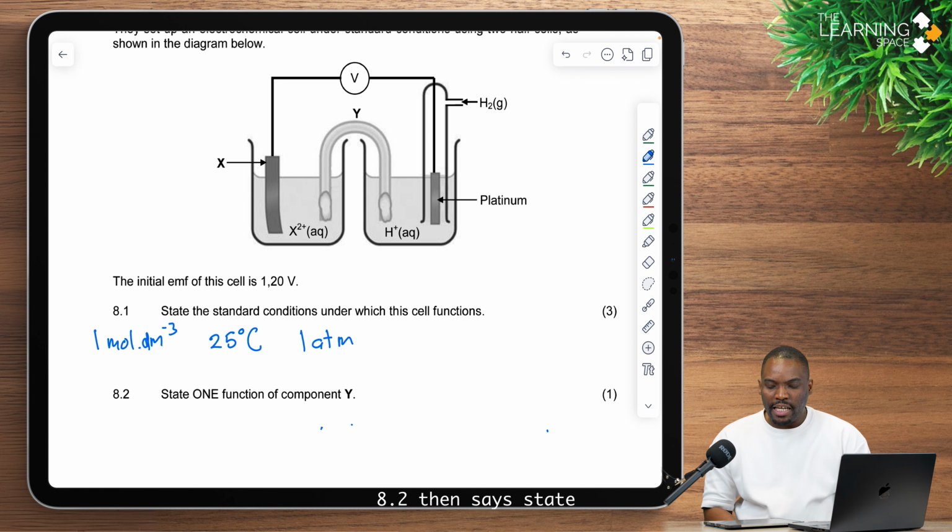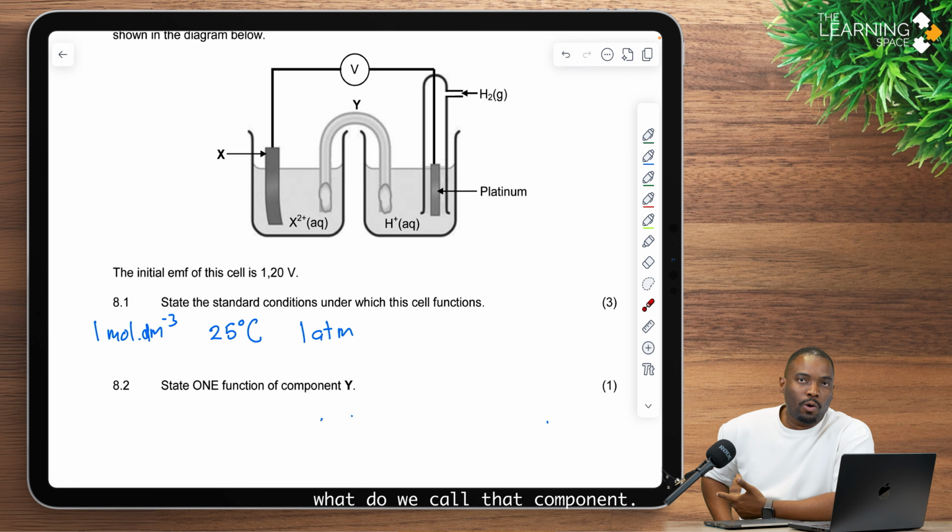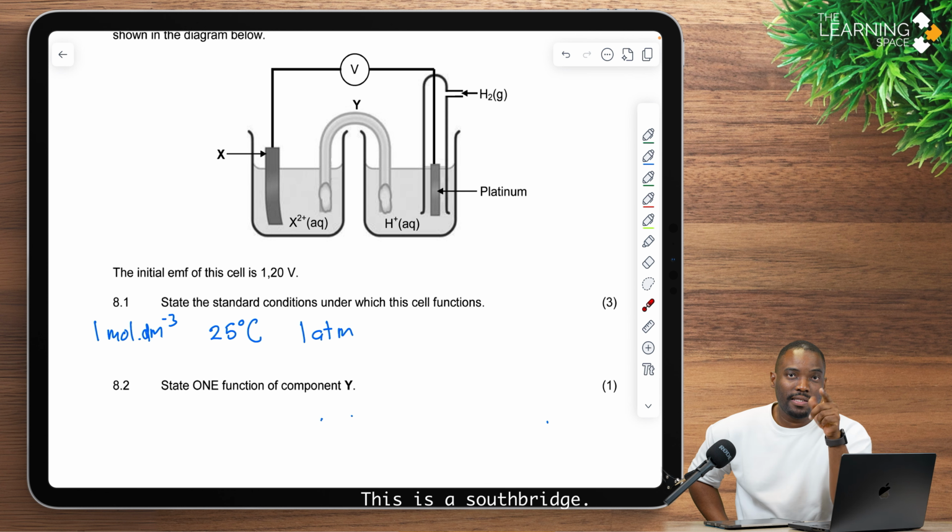8.2 then says, state one function of component Y. So when we look at our diagram, we can see component Y is this component over here. Right. First of all, what do we call that component? Type it in the chat quickly before I write it down on my piece of paper, or my iPad rather. Yes, correct. This is a salt bridge.